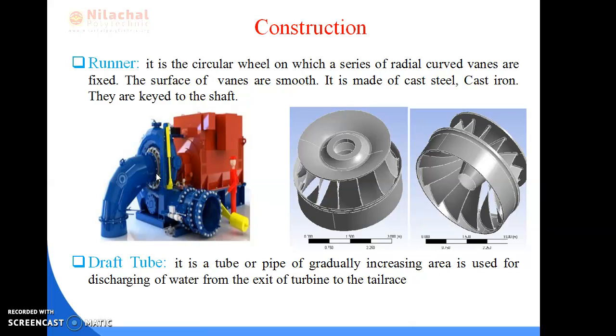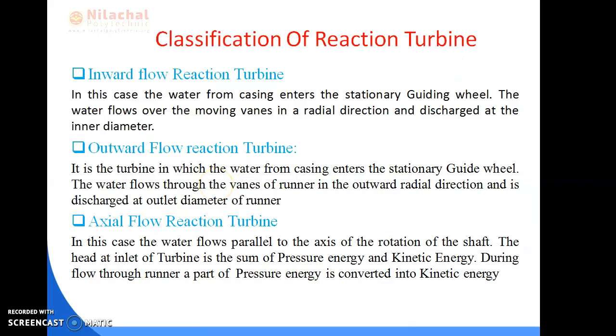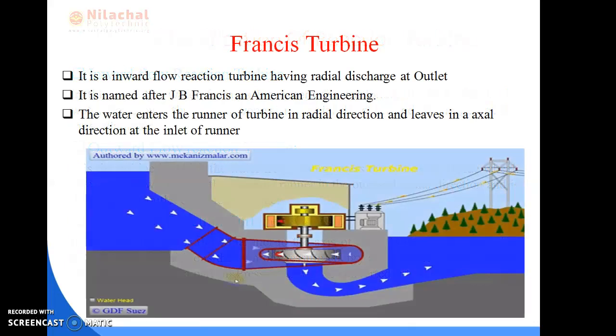What is an axial flow turbine? Axial flow turbine means what? In some of the reaction turbines, the flow of water takes place in a direction parallel to the axis of rotation of the shaft of the turbine, and some part of pressure energy is converted into kinetic energy, and we are getting the mechanical energy at the outlet.